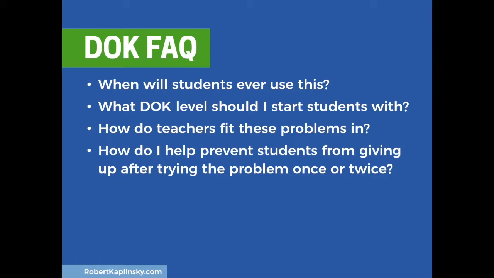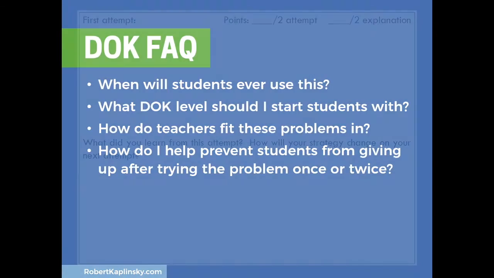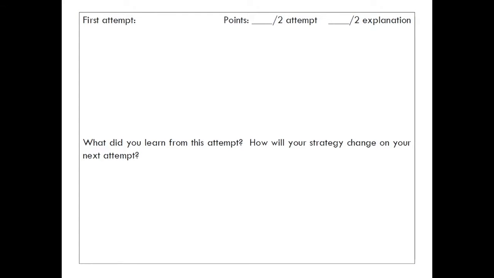How do I help prevent students from giving up after trying the problem once or twice? I have a tool called an open middle worksheet. It looks like this. This is the first attempt. There are 6 attempts on each sheet, the 1, 2, and 3 on the front side, and then the 4th, 5th, and 6th attempt on the back side. I tell students that they get 2 points for every attempt and 2 points for each explanation where they explain what they learned from the attempt and how their strategy is going to change on the next attempt.